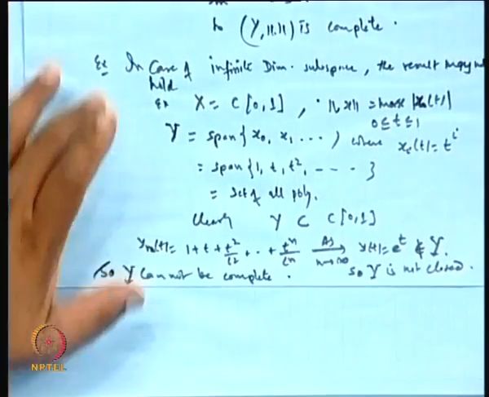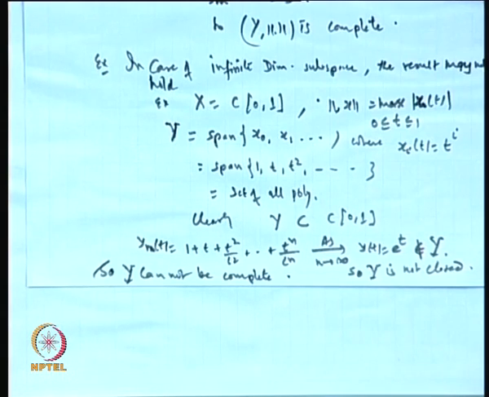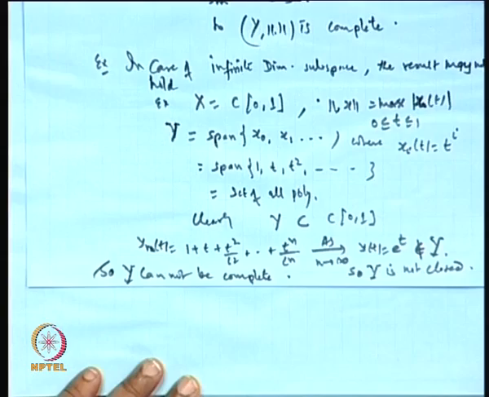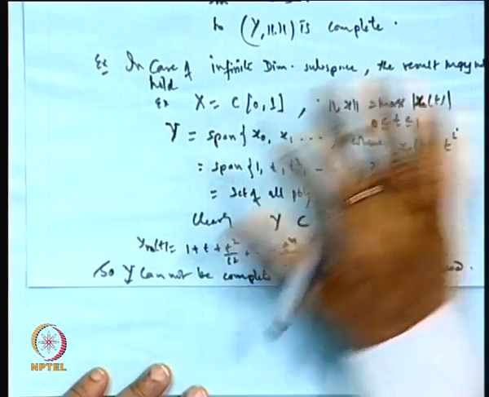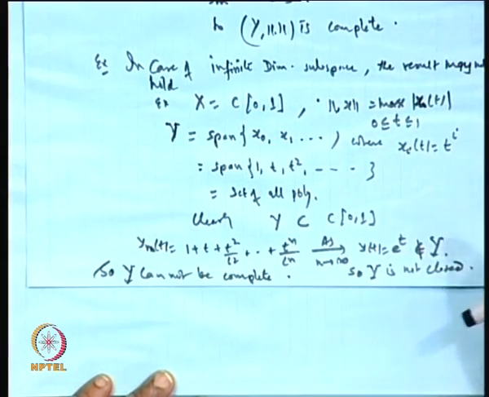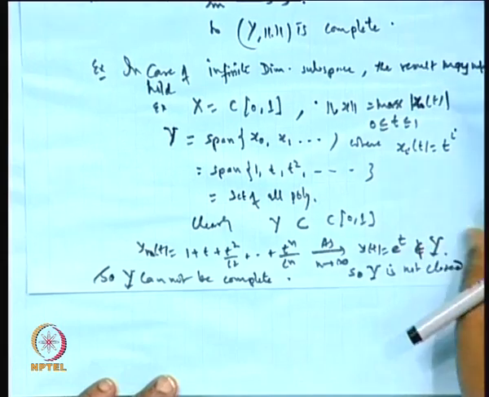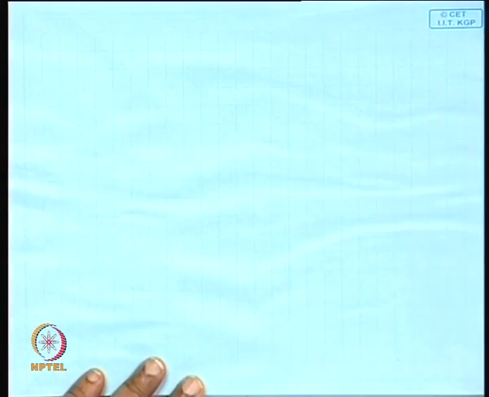Clear? So, though it is a subspace of CAB, it is not complete because the dimension is finite here. In case of an infinite dimensional subspace, the result is not true, but for finite dimensional it is always true, whatever the X may be. If I pick up a finite dimensional space, it must be a complete space, of any dimension.